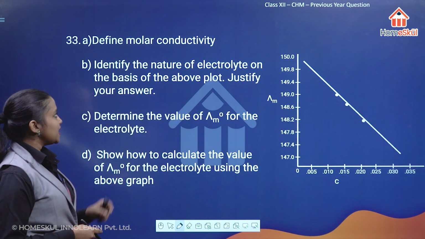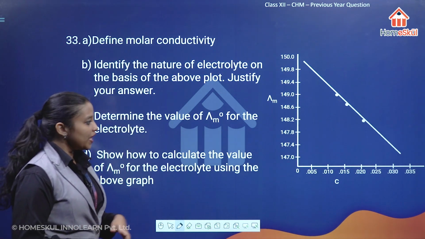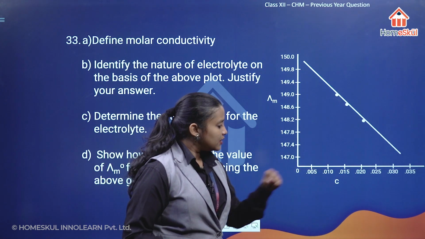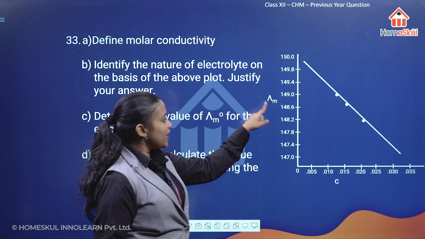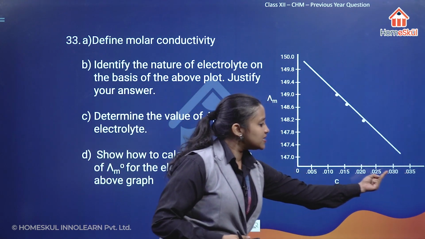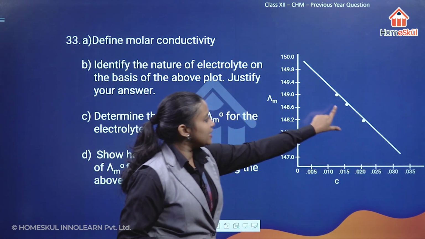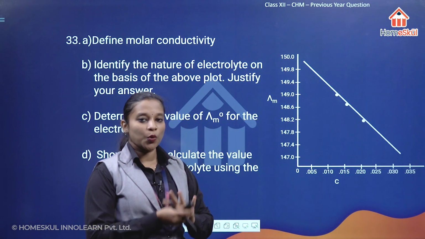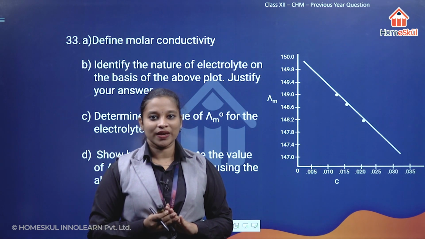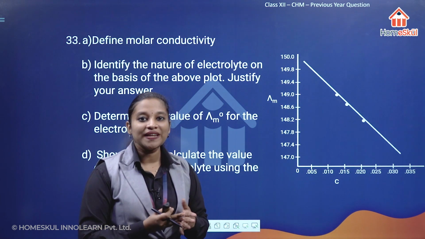Moving on to the next question. Identify the nature of electrolyte on the basis of the above plot. Justify your answer. Okay, here we have a graph of an electrolyte. On the x-axis, there is concentration, C, and on the y-axis, we have molar conductivity. From this graph, we can understand that as concentration decreases, or on dilution, the molar conductivity increases. We already studied the different graphs of weak electrolyte as well as strong electrolyte. From what we studied, we can understand that this is the graph of a strong electrolyte.